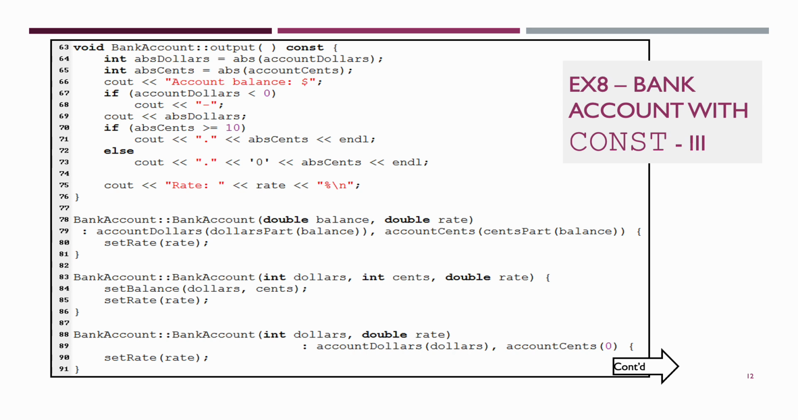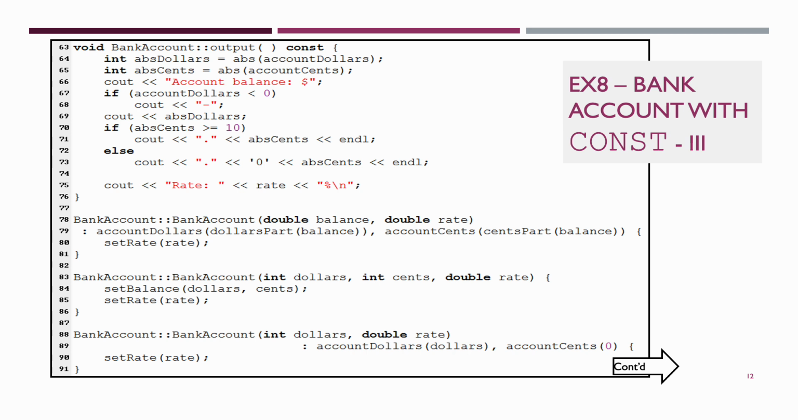Next, we have three constructors for initializing the bank account object in different ways. The first one initializes the bank account using a single double value for the balance. The constructor breaks the balance into its dollar and cent components using helper functions, dollars part and cents part. After initializing the balance, it calls the setRate function to assign the interest rate.